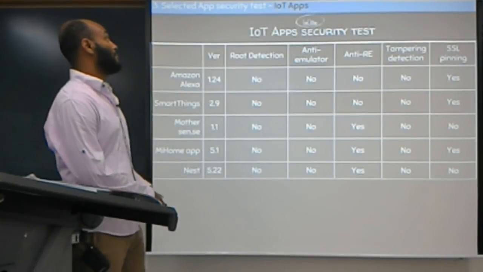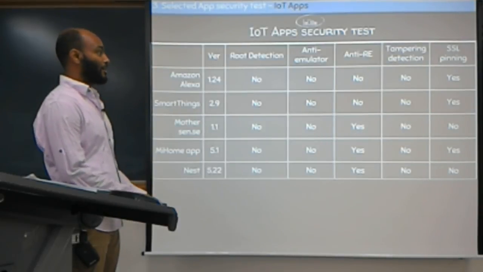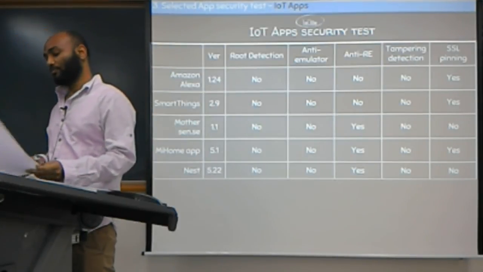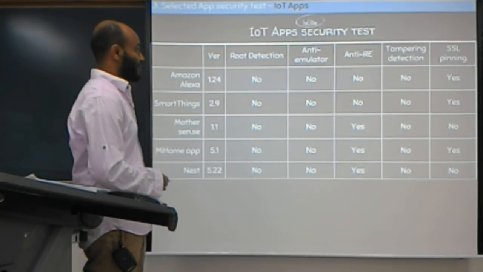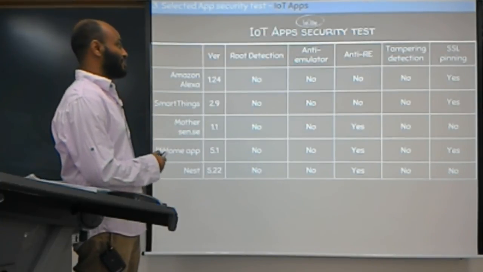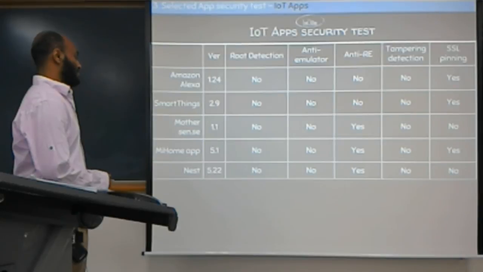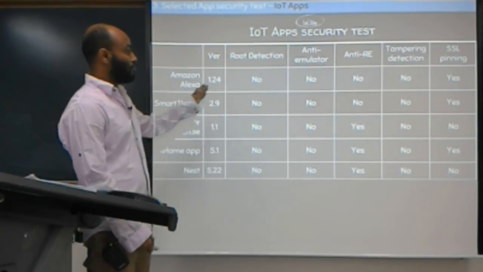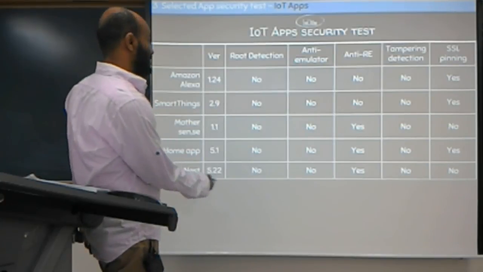So at last, I have tried to test applications that I had come in touch with, one way or the other. I tried to test these applications based on the criteria I talked about earlier. Those are IoT applications, Android applications: Amazon Alexa, SmartThings, MotherSense, Xiaomi Mi Home, and Nest. As you know, most of them use SSL pinning, except Nest and MotherSense.